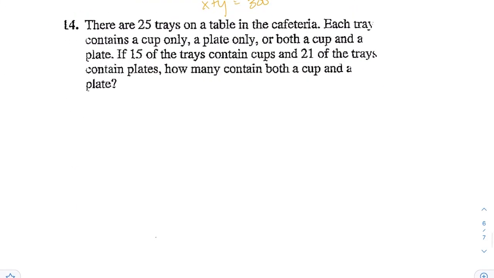Right, next for number 14, there are 25 trays on a table in the cafeteria. Each tray contains a cup only, a plate only, or both a cup and a plate. If 15 of the trays contain cups and 21 trays contain plates, how many contain both a cup and a plate? So this is actually a Venn diagram question because you have 25 trays total.